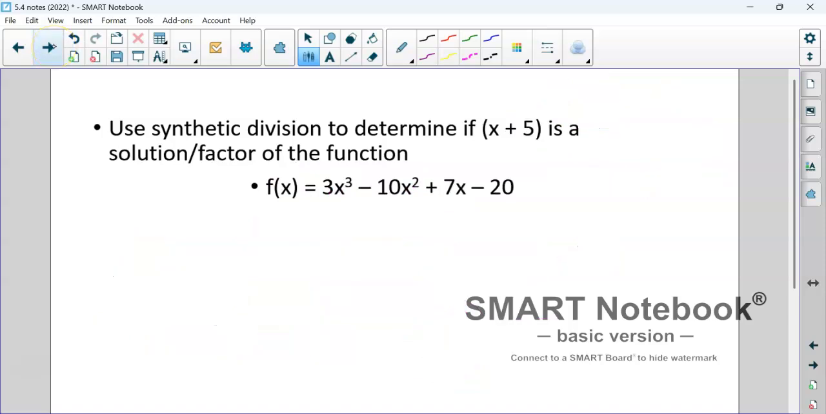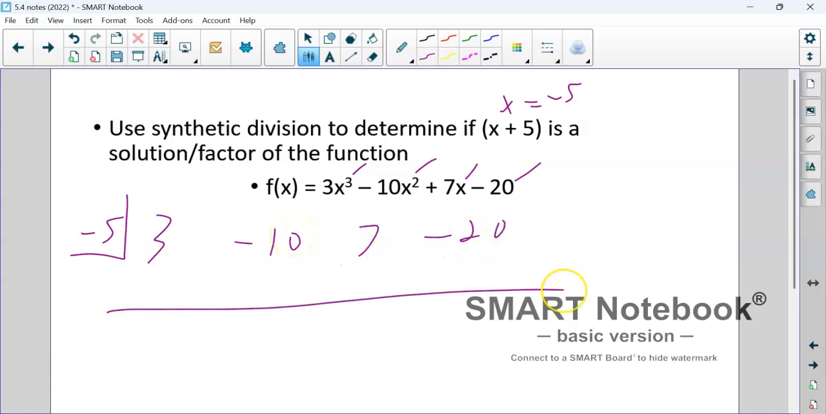All right, x plus 5 means x equals negative 5, and that's the number in my box. I have a cubic, a quadratic, a linear, and a constant. There's my coefficient of my cubic, coefficient of my quadratic, coefficient of my linear, and my constant. Let's see if I can do this without making a mistake. Drop the 3. 3 times negative 5 is negative 15. I add straight down and get negative 25. I multiply negative 25 times negative 5 and get 125. Add straight down, I get 132.